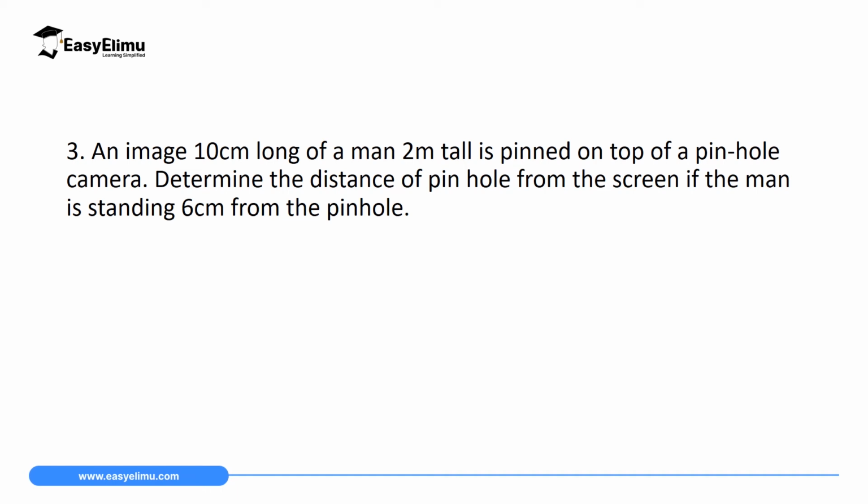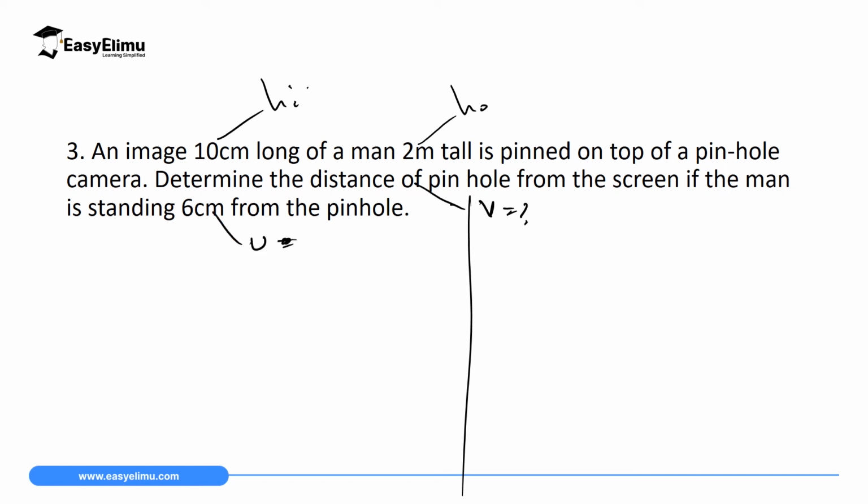So let's do the third example, and then I will leave the fourth one for you as an assignment. The question reads, an image 10 centimeter long. So this is image height of a man 2 meter tall. This means this is HO, the height of an object. The man is going to behave as an object. Is pinned on top of a pinhole camera. Determine the distance of the pinhole from the screen. So we are going to determine V. If the man stands 6 centimeter from the pinhole, so this is U, 6 centimeter in this case.